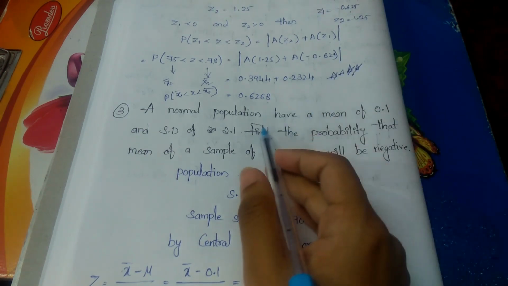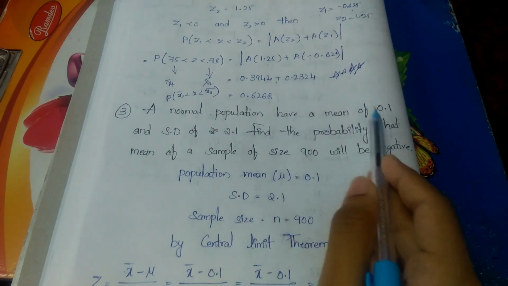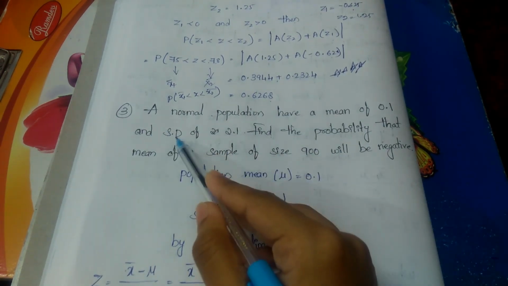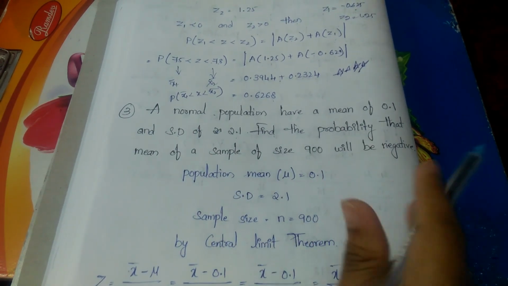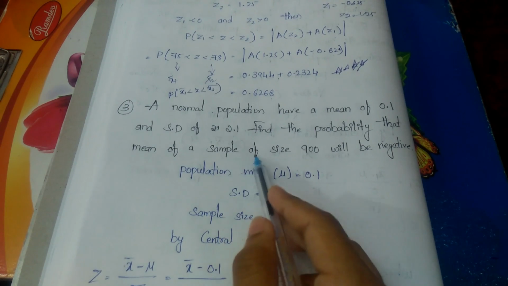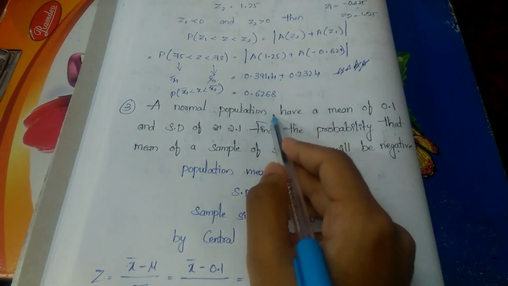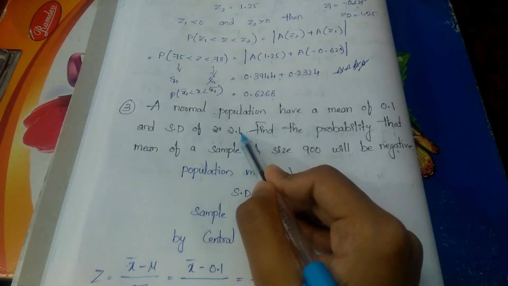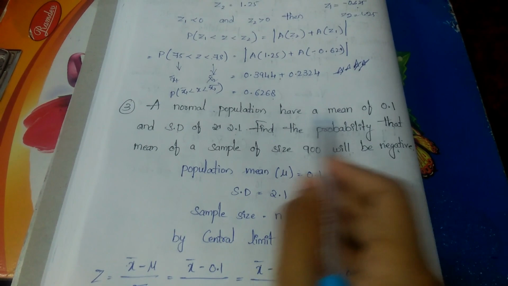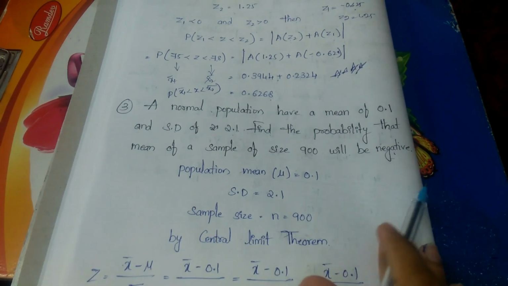Now the third problem: we have a normal population with a mean of 0.1 and a standard deviation of 2.1. Find the probability that the mean of a sample of size 900 will be negative. So the population mean is 0.1 and the standard deviation is 2.1. We have to find the probability that the mean of the sample of size 900 will be negative.